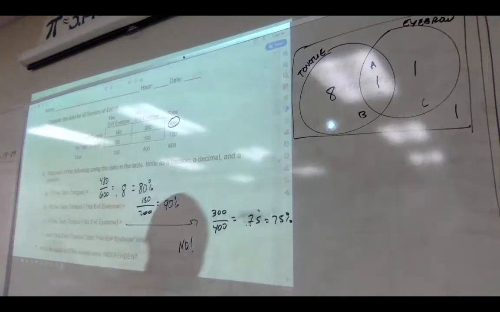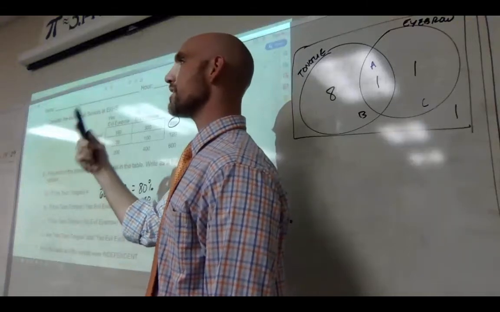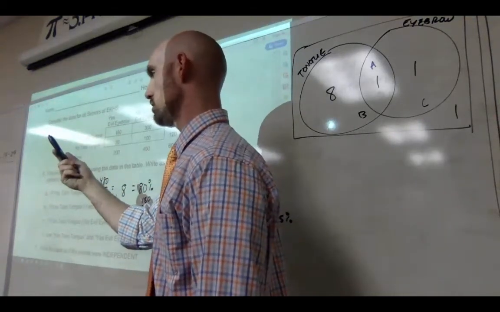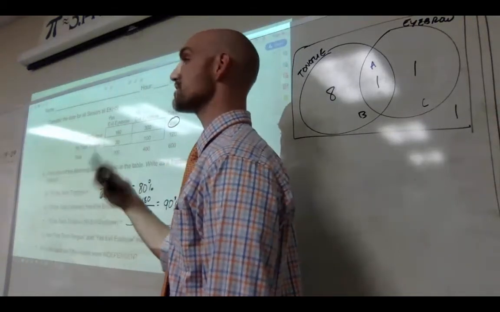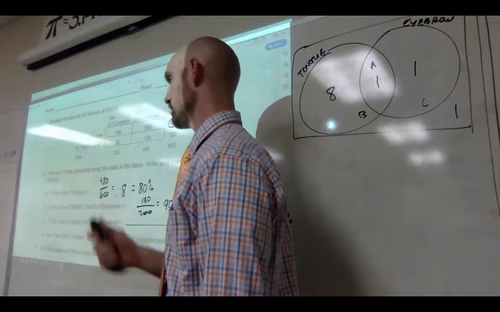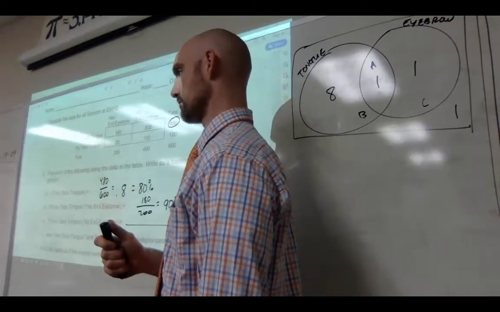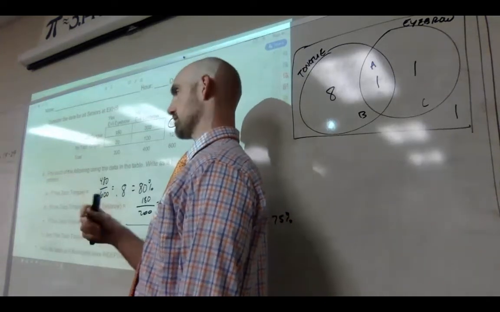Someone's ability to do evil eyebrows and talk like taco tongue would cause us to think there's some connection. So what we'd say is we have reason to suspect that these events are not independent. We don't know what it is. What happens if one doesn't cause the other and it's just coincidence that they happen? That's what we're going to try to determine.